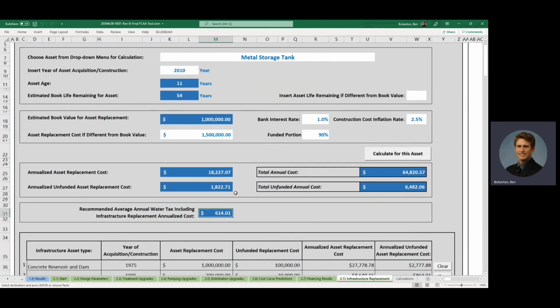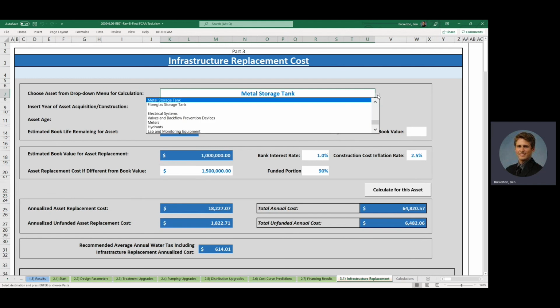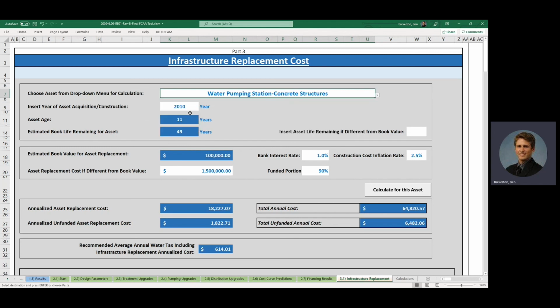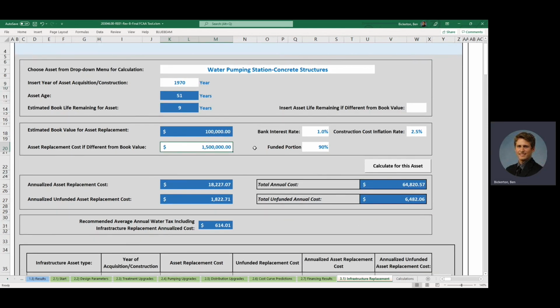If we want to really demonstrate how much an upcoming expensive project might add to that, if we wanted to fund it, we could say that there's a pumping station, which is older, say 1980, maybe we'll say 1970. And if this pump station cost is going to be $300,000 and it's not being funded at all, let's say the portion is going to be 0. Funded portion is, okay, we'll go down to 5% and hit calculate.